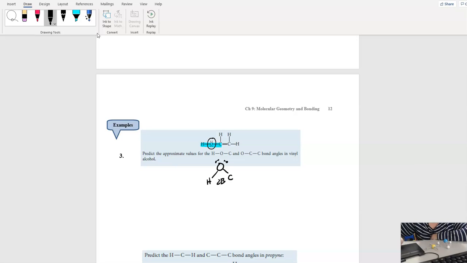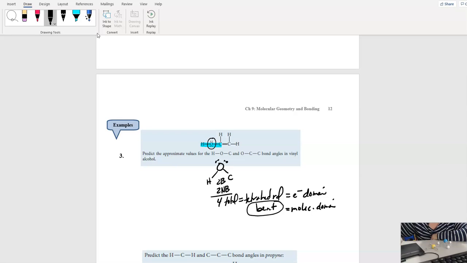So I have 2 bonding regions, 2 non-bonding regions, and that equals 4 total regions. So who has 4 total regions? Well, that's tetrahedral. However, that's the electron domain name. The molecular domain name would be called bent. So they want you to figure out what would be the bond angles. Well, I'm not basing my bond angle off tetrahedral. I'm basing my bond angle off the true name called bent. And the bond angle would be 105. If you want to put 104.5, that's also fine too.